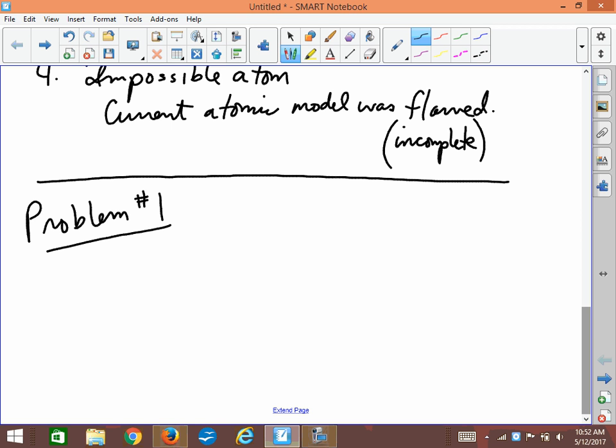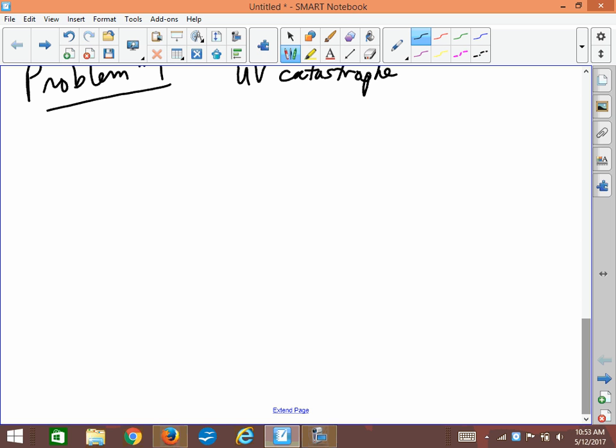Well, let's start with the first one, which is called the UV catastrophe. And it was called a catastrophe because it was basically showing that our model was breaking down. It wasn't accurate. It wasn't showing us the real world. And it was happening right around the point where ultraviolet light is in the spectrum. So it was called the UV catastrophe, or the big UV embarrassment, the big problem that we can't explain. In order to understand this, we have to learn a couple of things. We have to understand the concept of a black body.